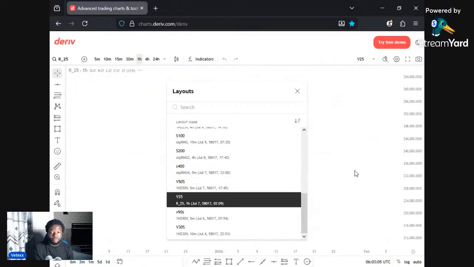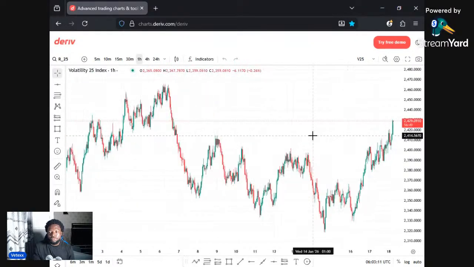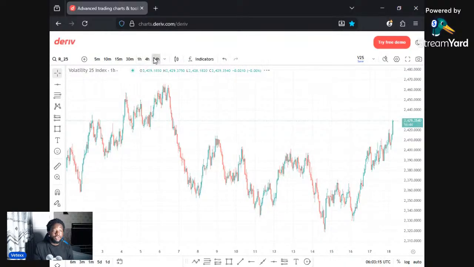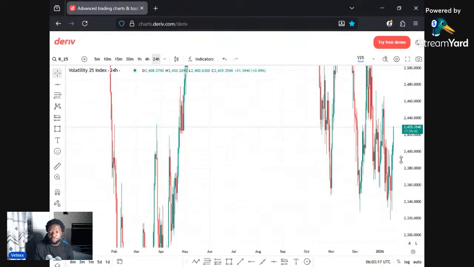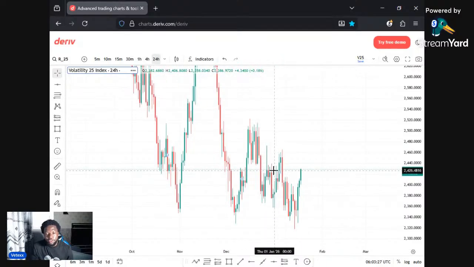V25. Let's check the V25 index. Oh yes. On the weekly time frame, V25 is bearish. Very, very bearish. The way you know that V25 is bearish is to go to your MT5 on your phone and switch to the weekly time frame, because I can't do that on this TradingView. So on the 24-hour time frame, there's nothing.